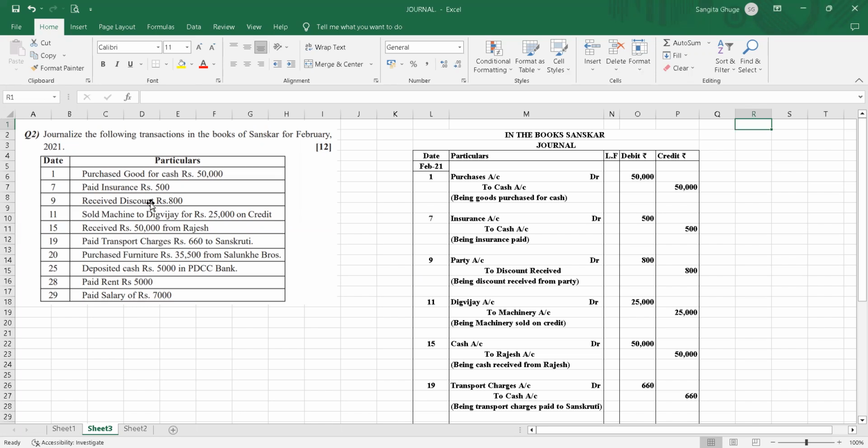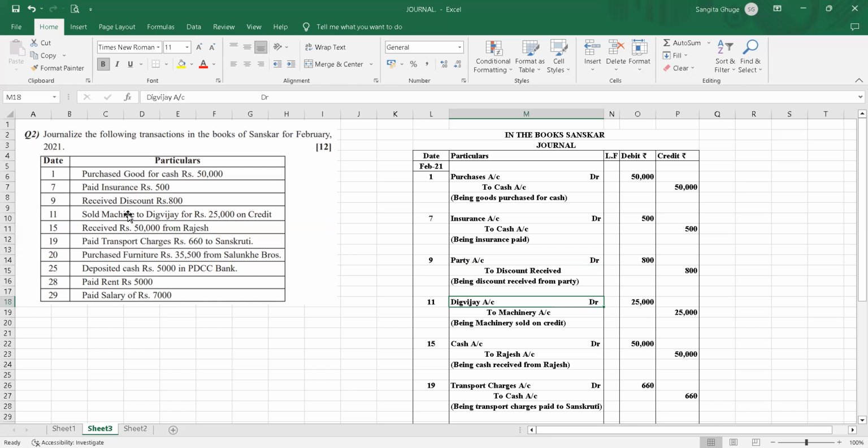Then the next transaction is received discount rupees 800. See, discount received means you didn't receive any cash, and here party name is not given. Okay, this is a non-cash transaction, so you can't record it as cash received. So just debit the party account, to discount received account, as discount received is an income and from somebody you received the discount. So party is the giver of that much payment, less payment you need to pay.